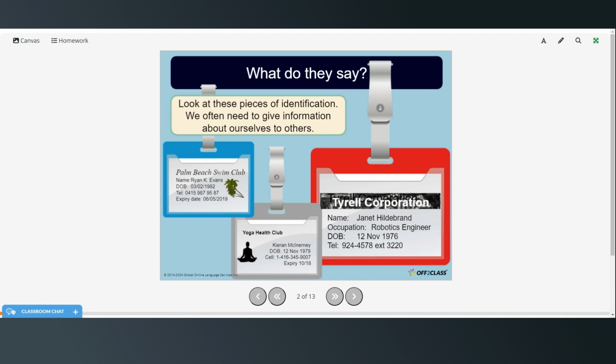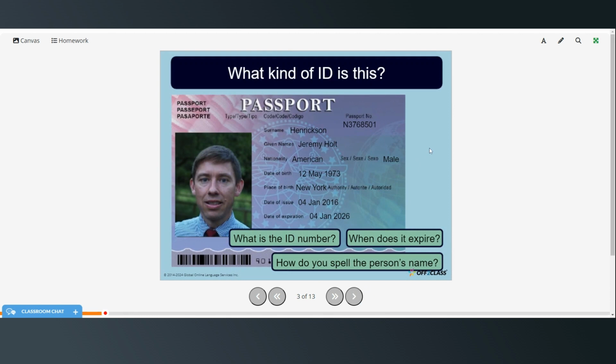All right, so what kind of ID is this? Well, we can see that it is a passport. So what is the ID number? The ID number is found here. It would be N3768501.